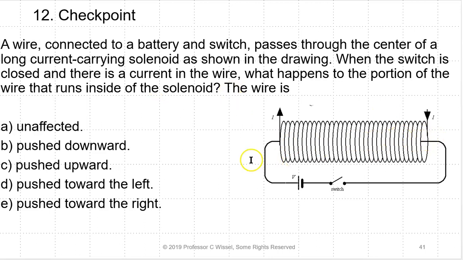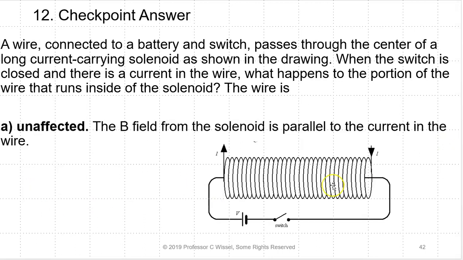Okay, well, the magnetic field in the solenoid goes down the center of the solenoid. The current in the wire is running parallel to the magnetic field. That means there's going to be no effect at all. There's no force.